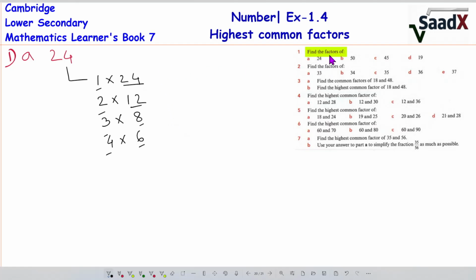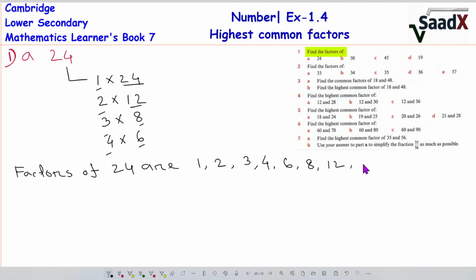So 24 can be factorized by 1, 2, 3, 4, 6, 8, 12 and 24. So the factors of 24 are 1, 2, 3, 4, 6, 8, 12 and 24. Very simple.